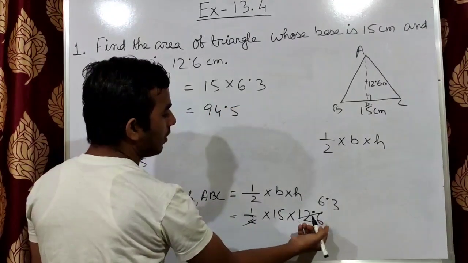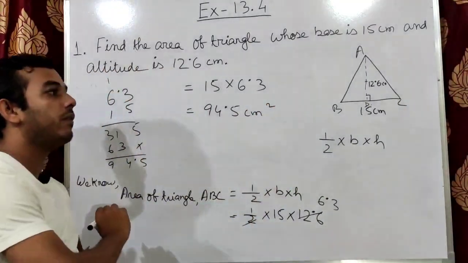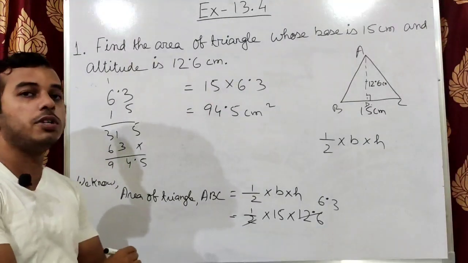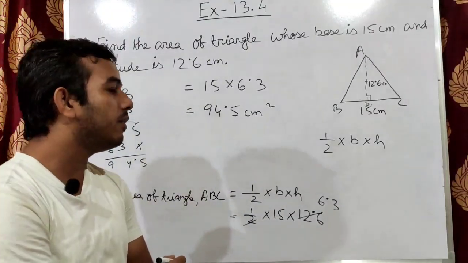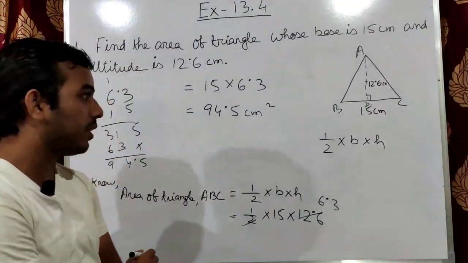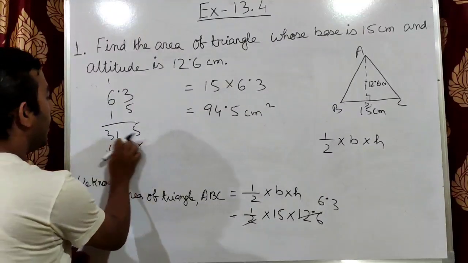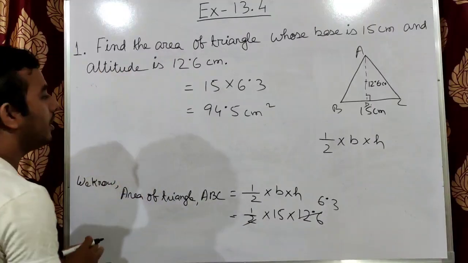1 centimeter is there, 1 centimeter, so it will be centimeter square. So we have found the area of the triangle whose base is 15 centimeter and altitude is 12.6 centimeter. Its area is 94.5 centimeter square. Clear? So the last line we will write: hence the area of the triangle is 94.5 centimeter square.